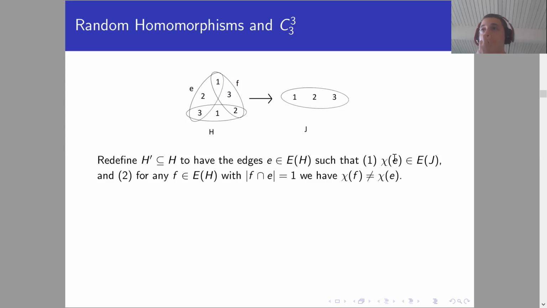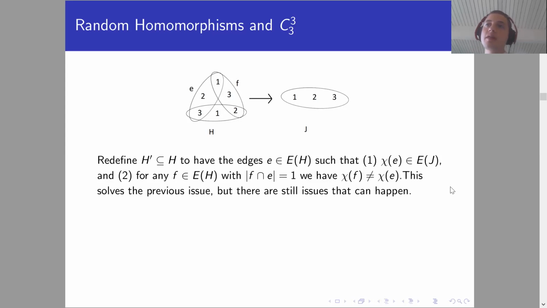And this solves this exact problem here, because if you look here, if this is our edge E, then it satisfies 1. It maps onto an edge in J, as we saw before. But there is another edge F, which intersects in exactly one spot, which maps onto the same edge in J. And therefore, according to rule 2, we would not keep edge E. And in fact, we would keep none of these edges. So this solves this particular problem. But unfortunately, it's still not good enough to make sure that H prime is triangle-free.